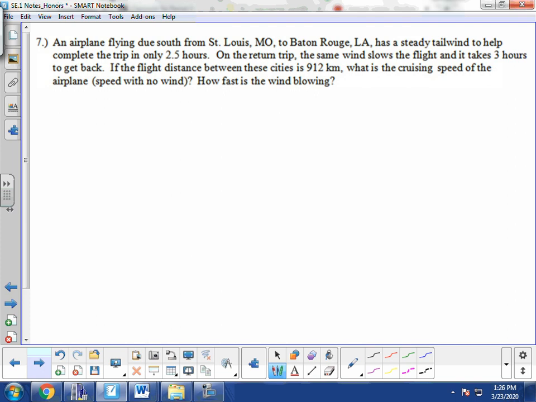Problem 7 says an airplane flying due south from St. Louis, Missouri to Baton Rouge, Louisiana has a steady tailwind to help complete the trip in only 2.5 hours. On the return trip, the same wind slows the flight and it takes 3 hours to get back. If the flight distance between the cities is 912 kilometers, what is the cruising speed of the airplane, which would be the speed without wind, and how fast is the wind blowing?